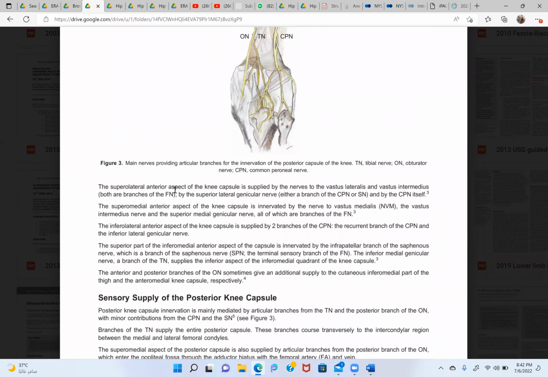The supralateral anterior aspect of the knee capsule is supplied by the nerves to the vastus lateralis and intermedius, both branches of the femoral nerve, by the superior lateral genicular nerve, and by the common peroneal nerve itself. The supramedial anterior aspect of the knee is innervated by the nerve to vastus medialis and vastus intermedius, in the same chart which we have seen.